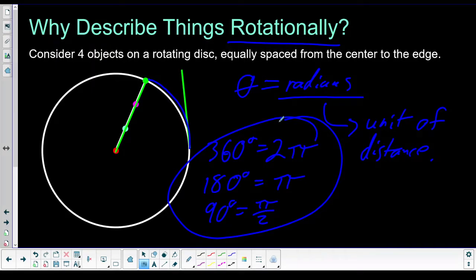The radians is not a big deal, but you're in AP physics. You should probably know what a radian is. It's a rite of passage, right? It's not something you have to learn. It's something you get to learn.